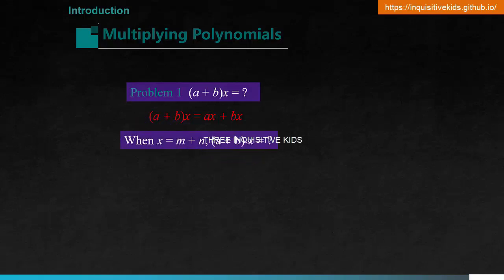When x equals m plus n, a plus b times x equals what? We use the distributive property, except now that x is m plus n. But we can still look at m plus n as a whole, and then later simplify.